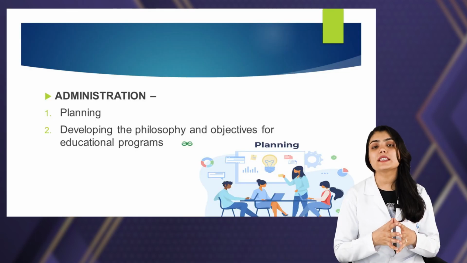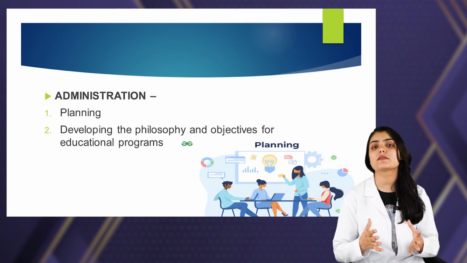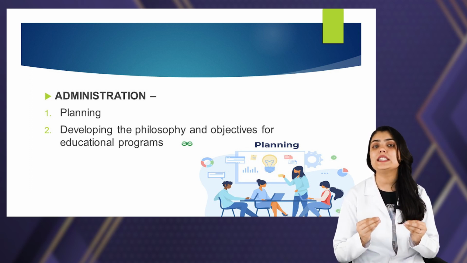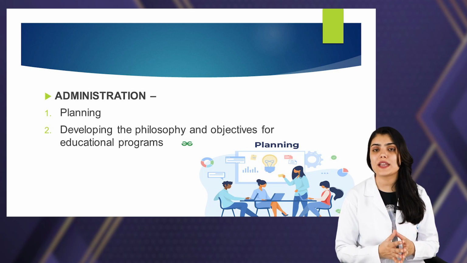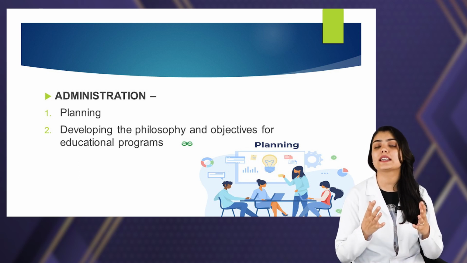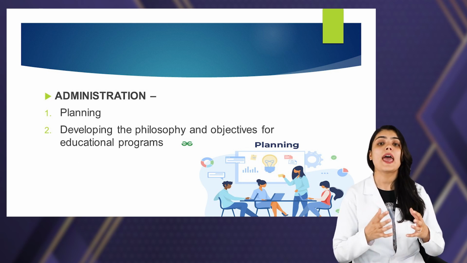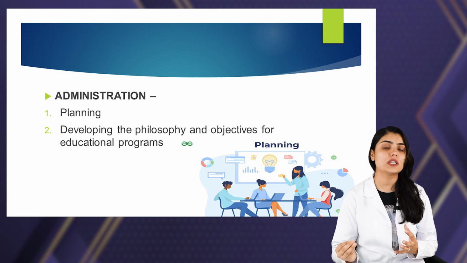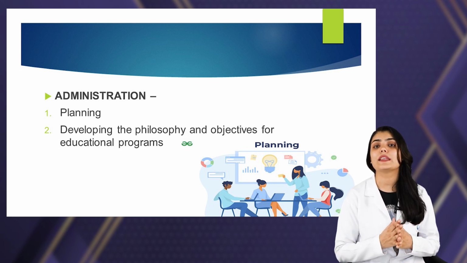So now let us see the different functions that are carried out by the principal at the administrative level. The very first thing under the administrative function is planning. The principal of any nursing college must plan a proper curriculum, how the learning needs of the students are going to be met, what the various activities to be carried out by the students are, and also what the total number of staff required to meet the educational need of the institution is. All of this must be planned by the principal.